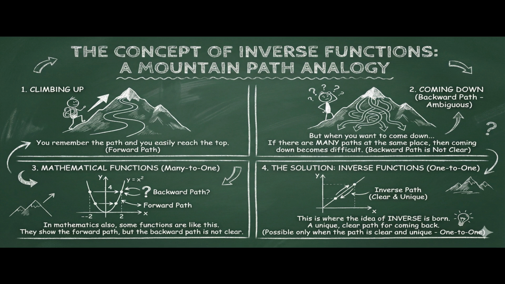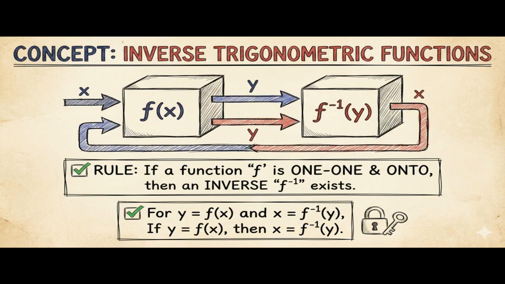Now let us understand this in the language of mathematics. If a function f from A to B is 1-1 and onto, then an inverse function f inverse from B to A exists. For x belongs to A and y belongs to B, if y equals f(x), then x equals f inverse of y.